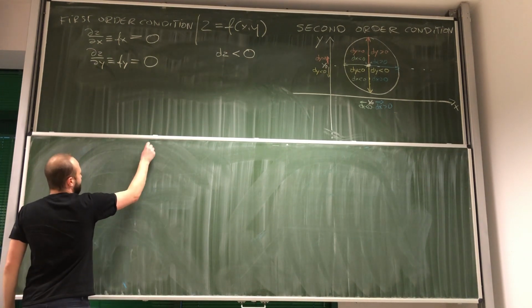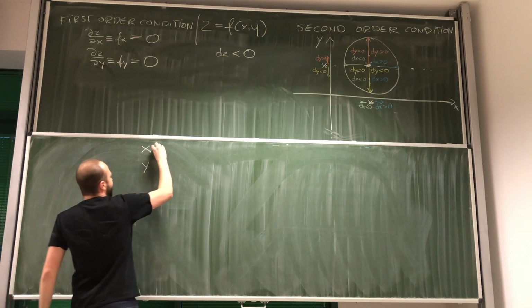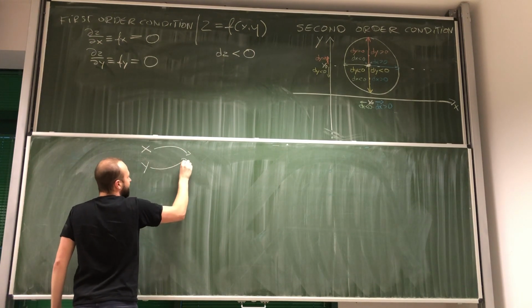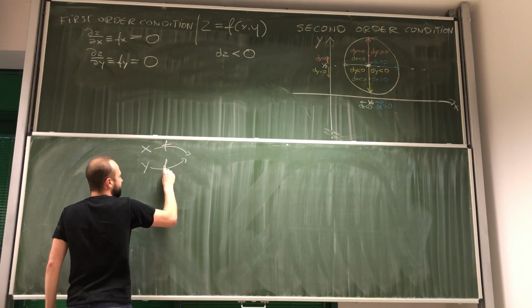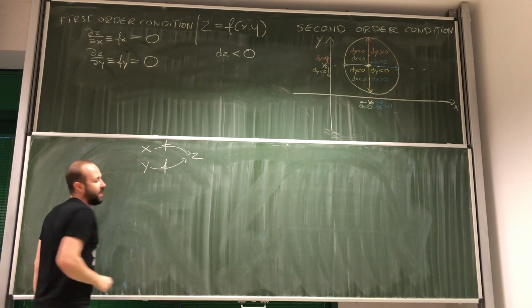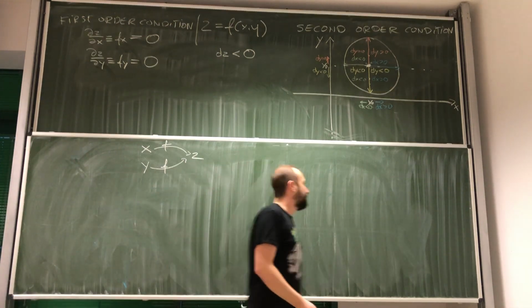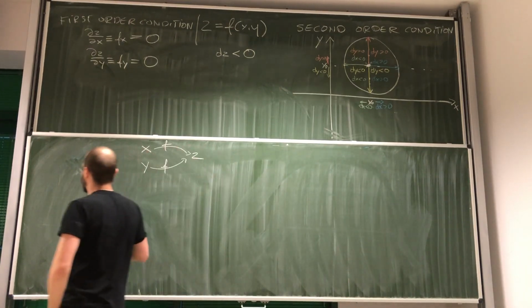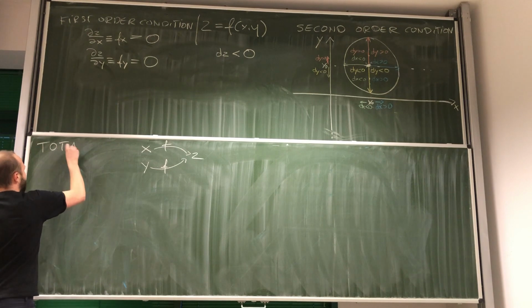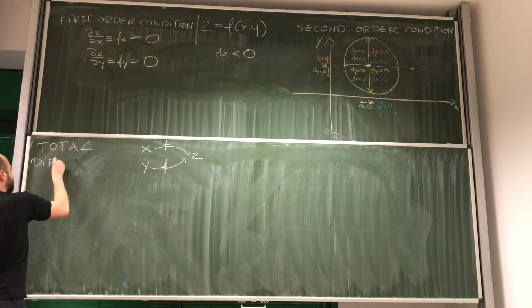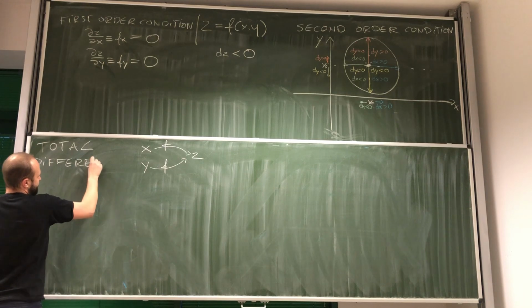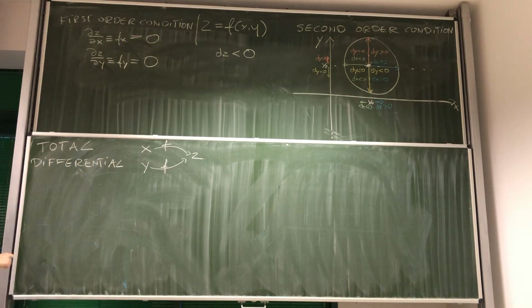Because now we have two variables, variable x and variable y, and each of them, through function f, is influencing another variable z. Now, if I want to know what is dz, I'm going to be also calculating differential. But this time, we're going to call it total differential. Okay, and look, how does the total differential look like?